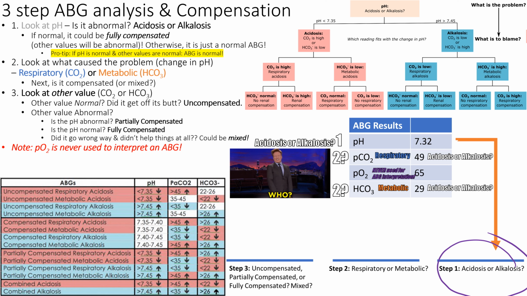Okay, so the first step, acidosis or alkalosis. Second step is what caused it, right? If the CO2 caused it, that's called respiratory acidosis or alkalosis. If the bicarb caused it, that's called metabolic acidosis or alkalosis. So you're trying to see who caused it. Do we care about the PO2? Don't care, not at all. All right, CO2 or bicarb, which one of them caused that pH to be 7.32? Which one caused it to become acidotic?